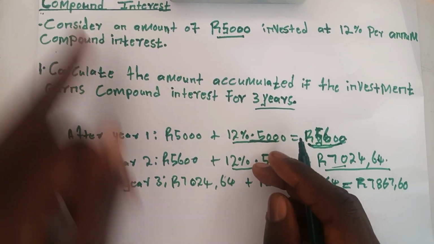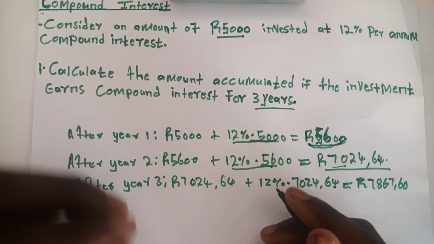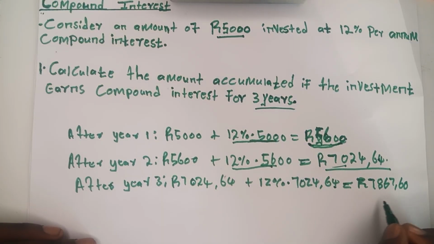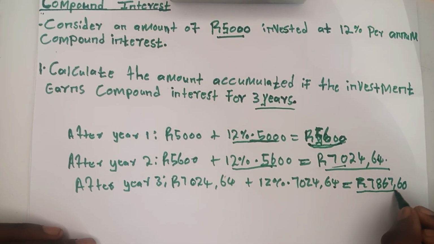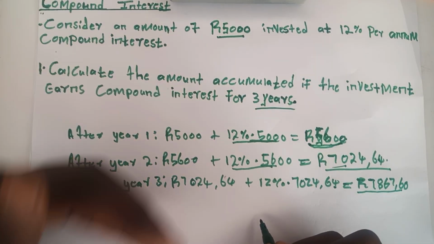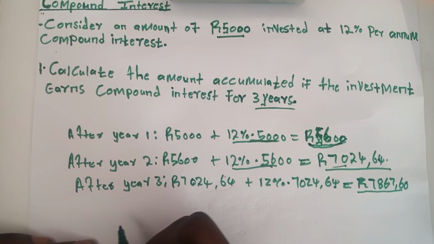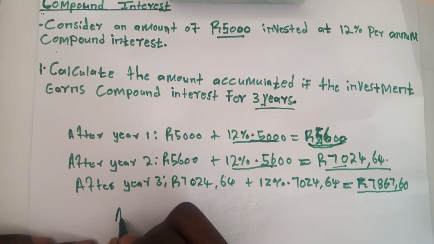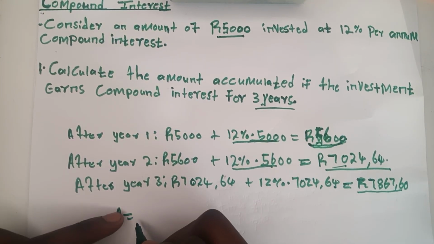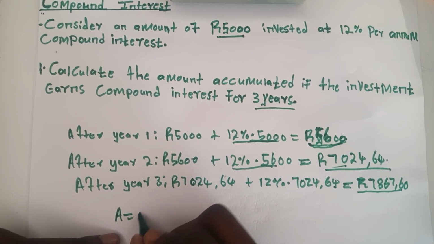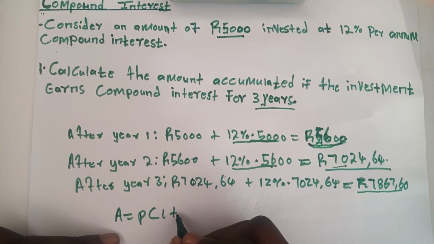So can you see that in compound interest, the interest amount doesn't remain the same? We could have used the compound interest formula to simply arrive at this answer without ever using this tedious method. The formula goes as follows. It states that the accumulated amount after a certain time period of investment is equal to P(1 + i) to the power n.